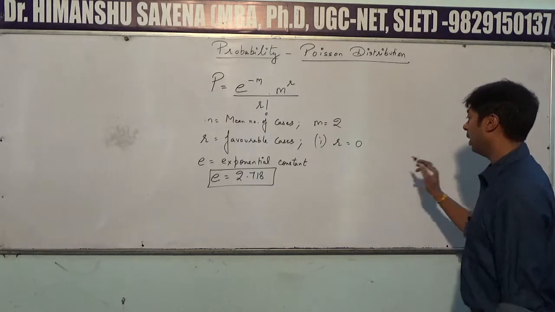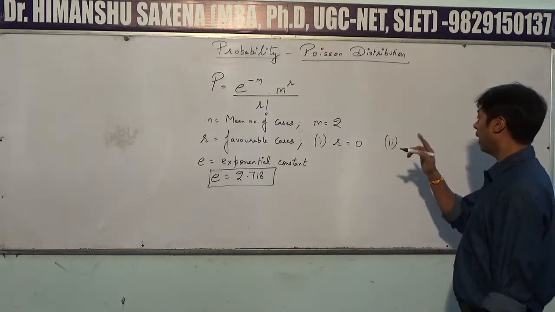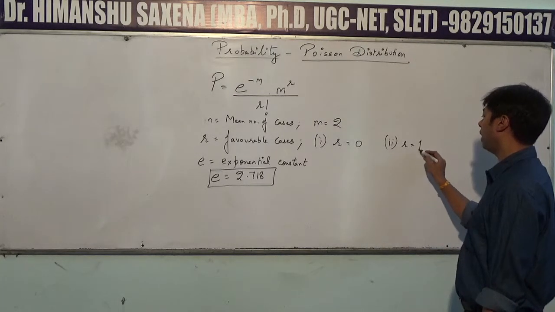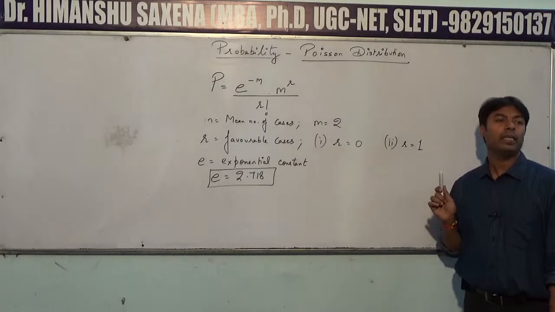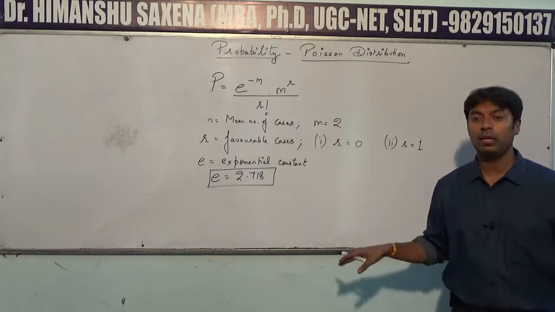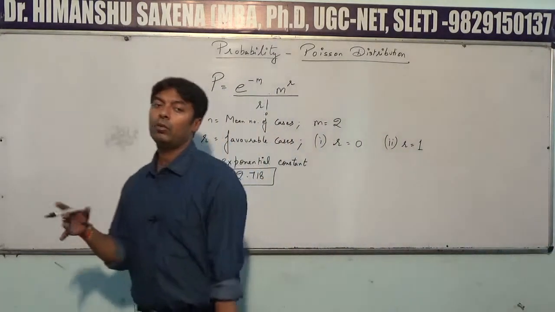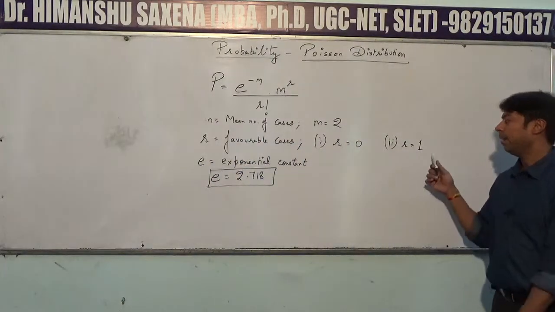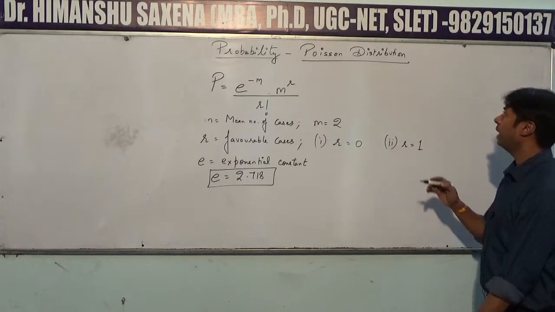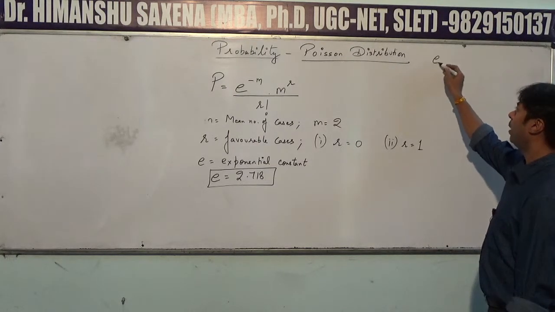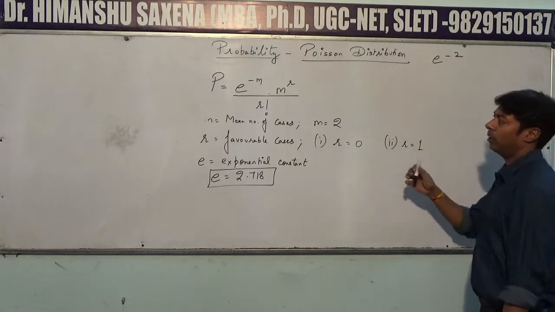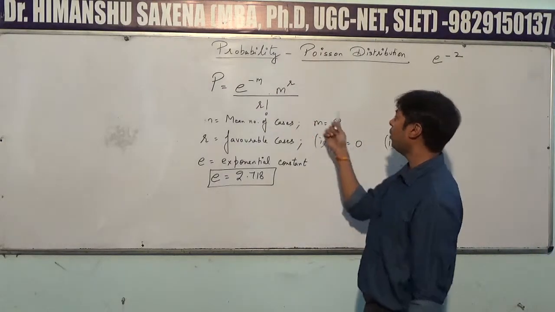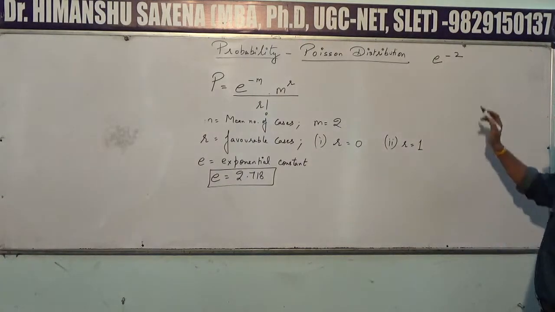Then there is a different part. In that part they are asking what the probability is when only 1 car is hired, so the value of r will be equal to 1. So these are 2 different cases where you have to calculate the probability when r is equal to 0 and when r is equal to 1. But before that, let's see what the value of e raised to the power minus 2 will be, because m over here is equal to 2.